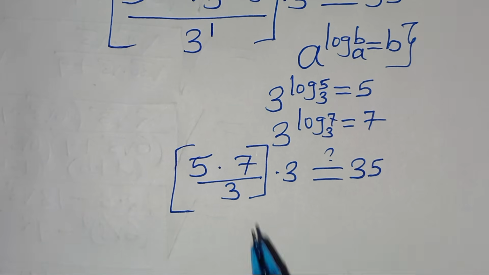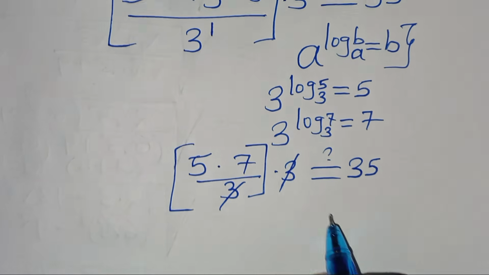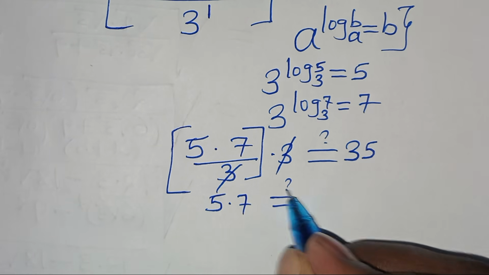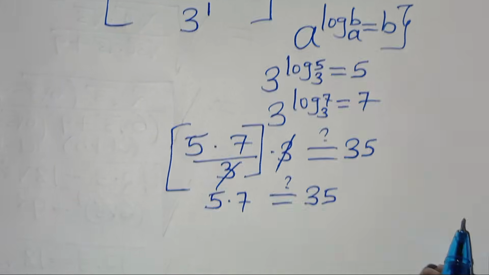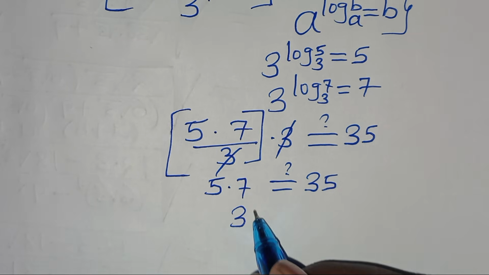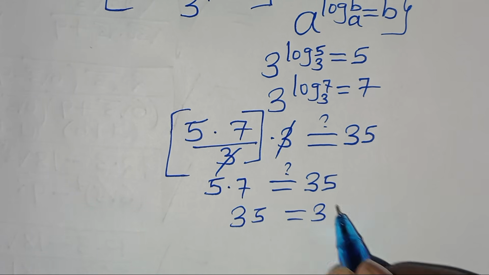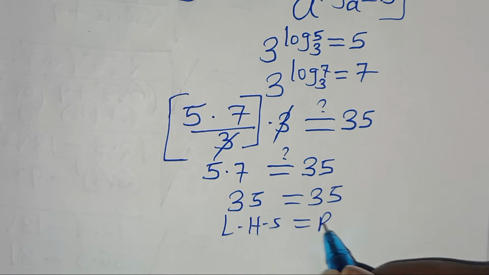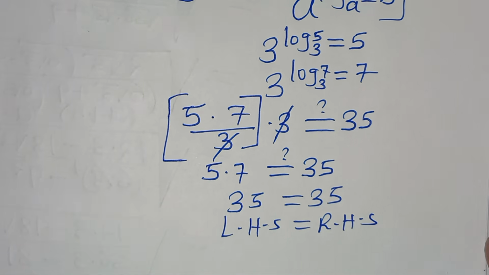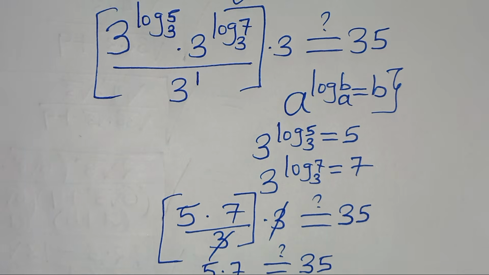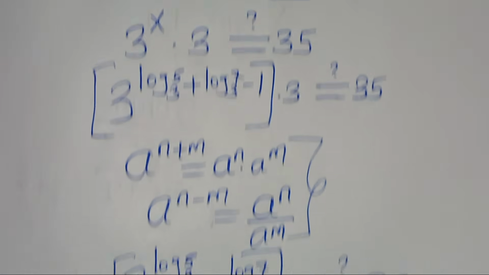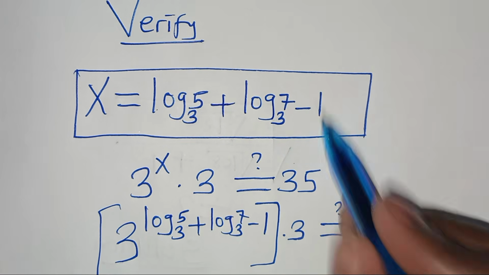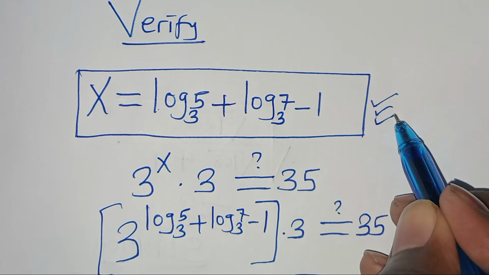Now let's simplify the 3 and 3 here so that we have 5 multiplied by 7. This is supposed to give us a value of 35. So 5 times 7 is 35, and this is equal to 35. So we have the left hand side equal to the right hand side. And this proves that the value of x, which is equal to log 5 to base 3 plus log 7 to base 3 minus 1, satisfies the equation.